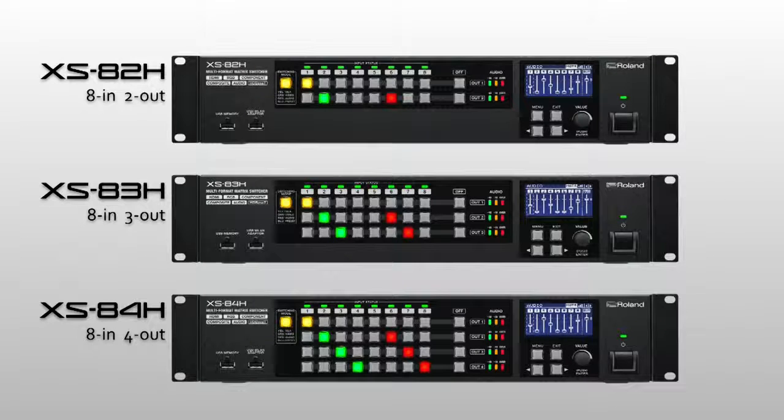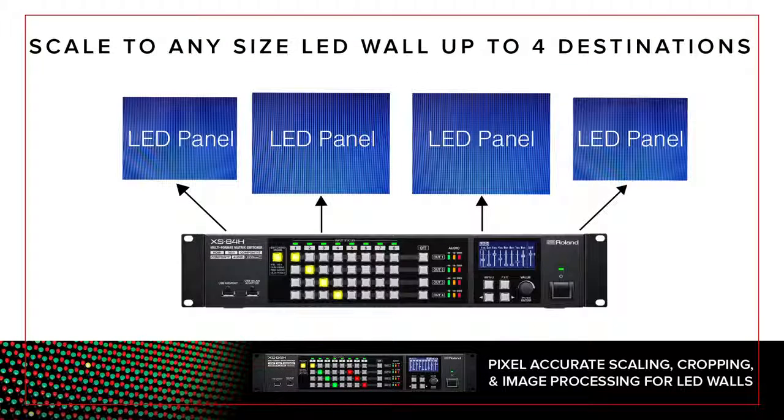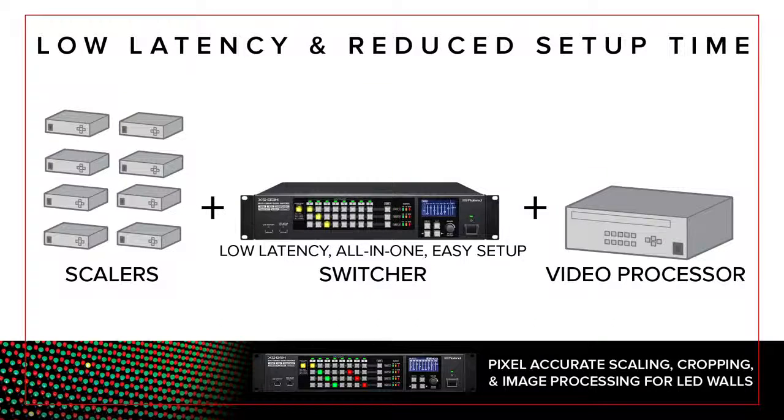The Roland XS AV Matrix switchers come in 3 models, all with 8 video input channels, and that include a 2 output, a 3 output, and a 4 output model. Powerful processing provides pixel-accurate scaling, cropping, image processing, and seamless switching to output destinations to your LED panels, creating immersive visual environments. The XS series all-in-one design reduces latency, improves your setup time with less cabling and equipment, and provides a streamlined workflow and less points of failure in your signal flow.